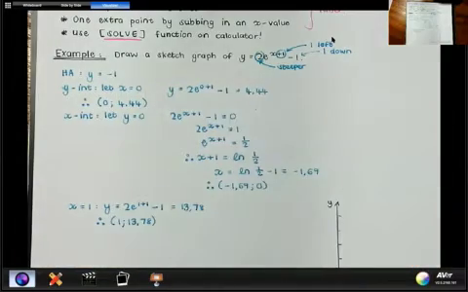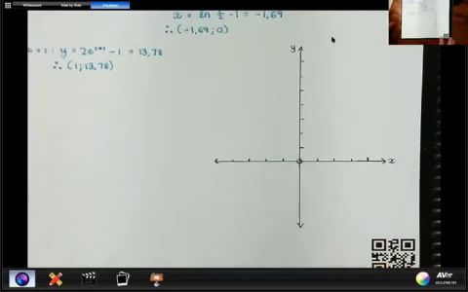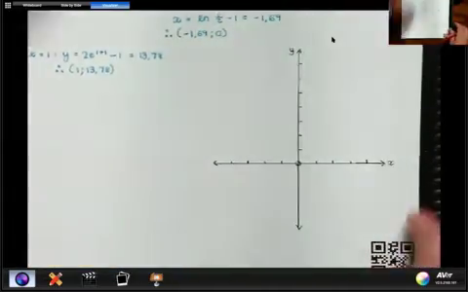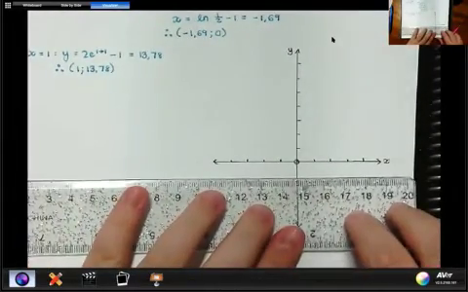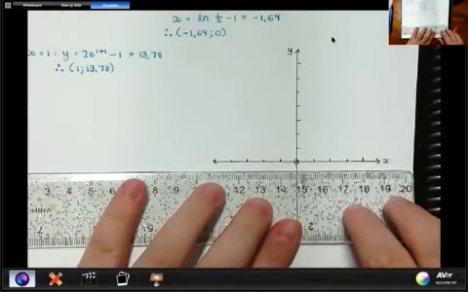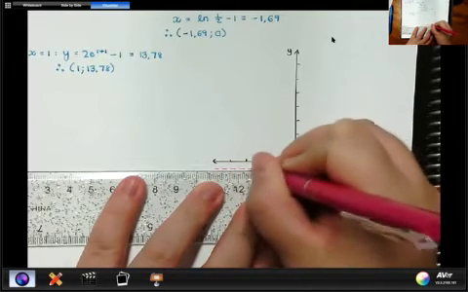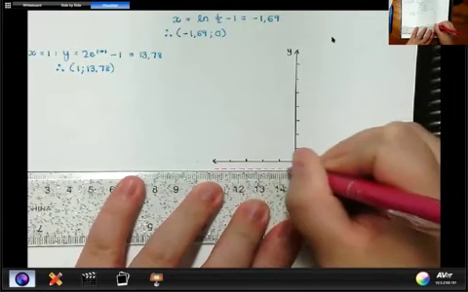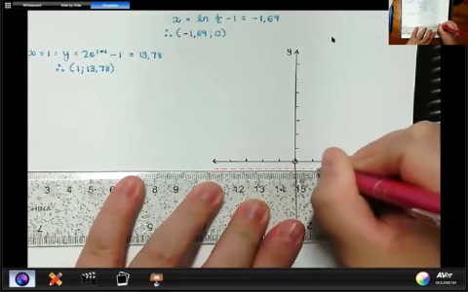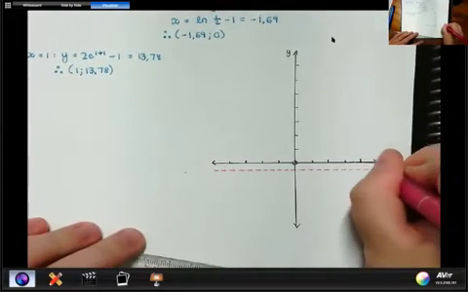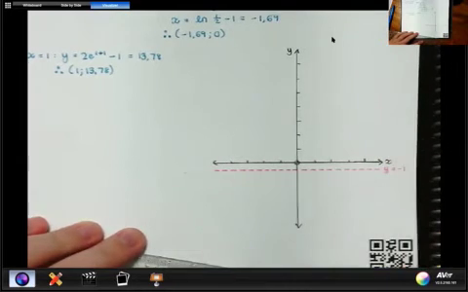Okay. Now we obviously need to draw this graph. So I've already set up my axes. My bottom y-axis is a bit longer than it is necessary to be. But anyway, let's do it. Okay, we're going to do our horizontal asymptote at y equals negative 1. There we go, y equals negative 1.